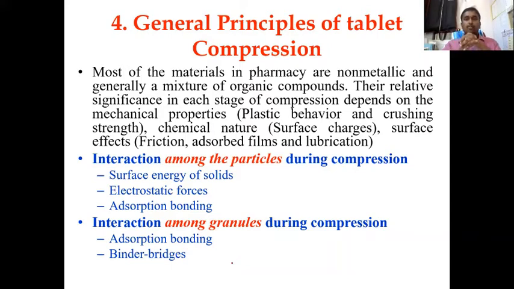The theories involved in tablet compression are, so many of the materials in the pharmaceutical sector are basically not metals. They are a mixture of organic compounds. So they have so many properties which can be significant in each stage of compression: the mechanical properties of these powders like plastic behavior and crushing strength, the chemical nature such as the surface charges, otherwise the zeta potential present on the surface, and the surface effects like friction, adsorption, films, and lubrication. All these properties will play a role in the tablet compression process.